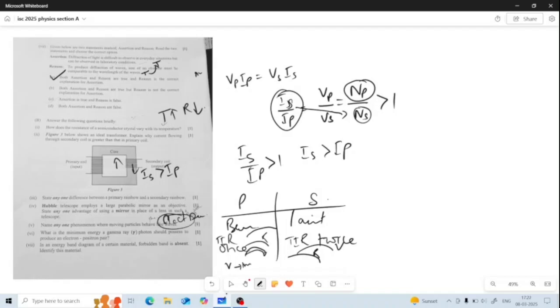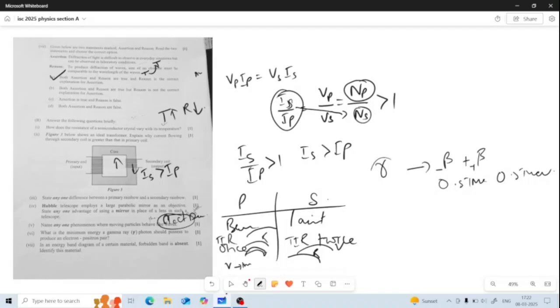What is the minimum energy of a gamma photon should possess to produce an electron positron pair? So a gamma photon creating an electron positron pair, that is pair production. When making the electron and positron, the rest mass energy of each is 0.51 mega electron volt.